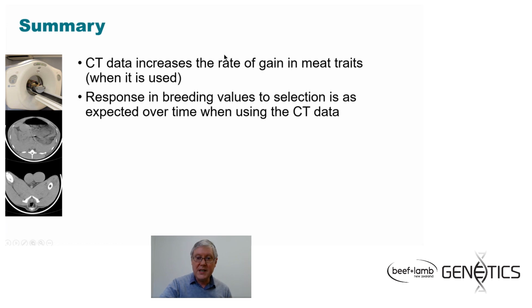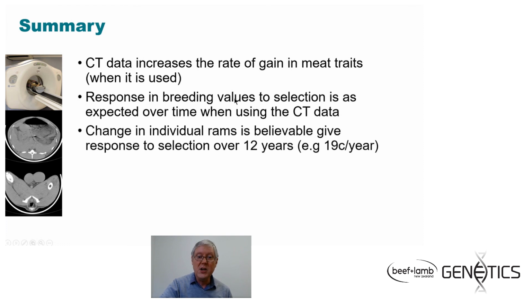The responses that we see to selection are in line with those that we would expect over time when people are using CT. So I've said it several times, but while those responses seem large, over time they are in line with the kind of responses that we would predict given the improvement in accuracy that we know that CT data has. So when you actually calculate it out over 12 years at 19 cents per year, that is perfectly believable. When you suddenly turn that on and off in the analysis, you're seeing hundreds of cents difference. But that's believable given the rates, given the length of time that some flocks have been selecting on the basis of that information.